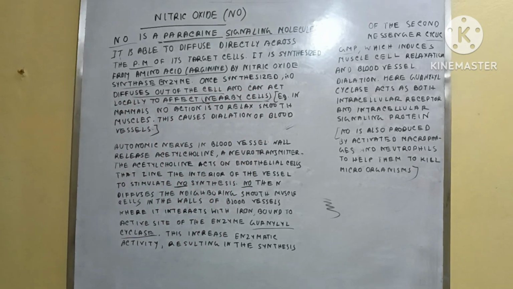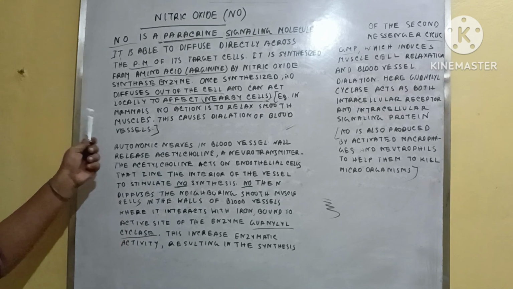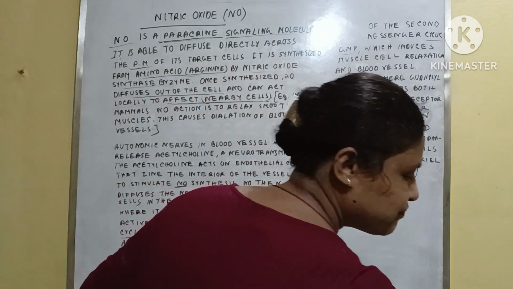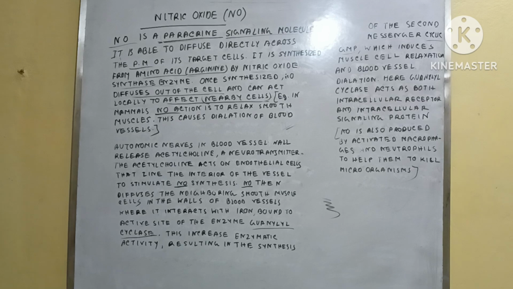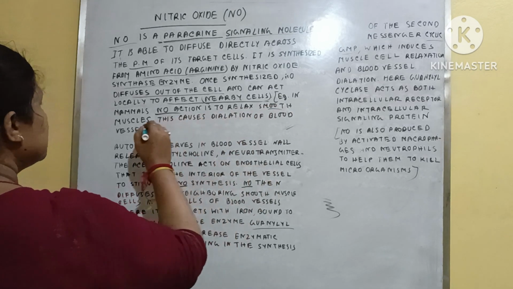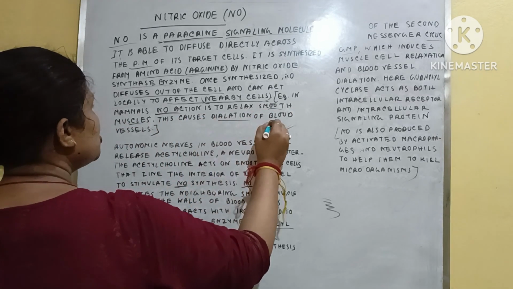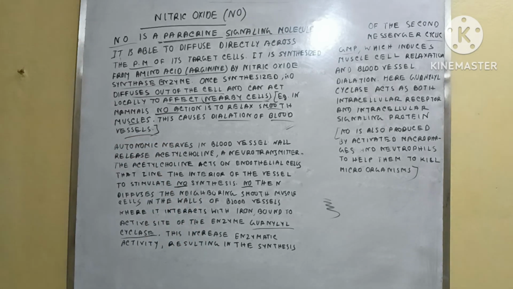Now, an example is that in mammals, the action of NO is to relax the smooth muscles, and this causes the dilation of the blood vessels. That means it helps in the relaxation of the smooth muscles as well as the dilation of the blood vessels. So how is the actual process occurring?